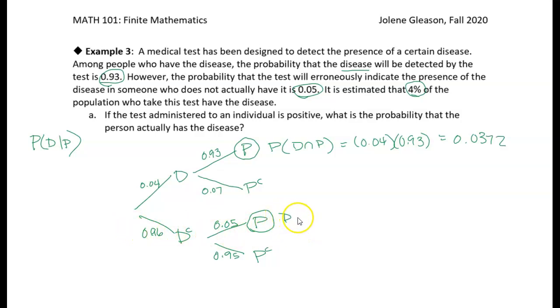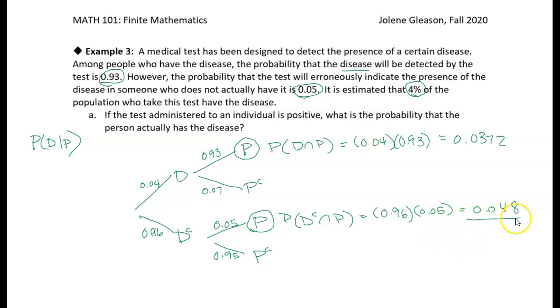And then the probability of not having the disease and testing positive would be, again, a 96% chance, 0.96, that you would come in and get tested and not have the disease. And 5% of those people who come in without the disease will test positive, right? So that means 0.048, if I multiply that out.